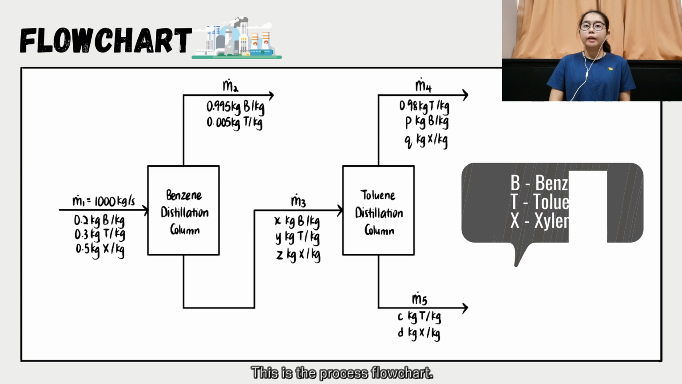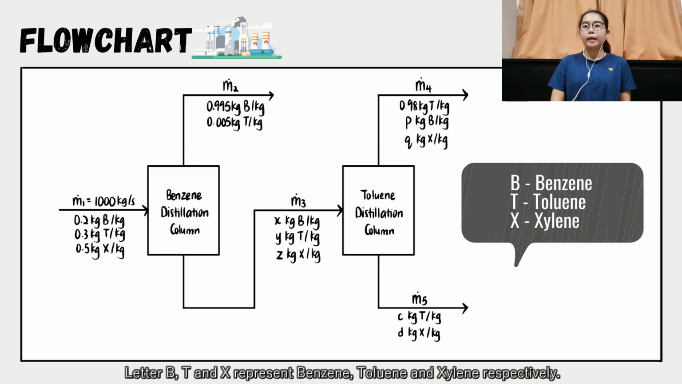This is the process flowchart. Letters B, T, and X represent benzene, toluene, and xylene respectively. M with a dot above is the mass flow rate of each stream, and the mass fraction of each component is stated below the stream. The condenser and the boiler are neglected in the calculation part.